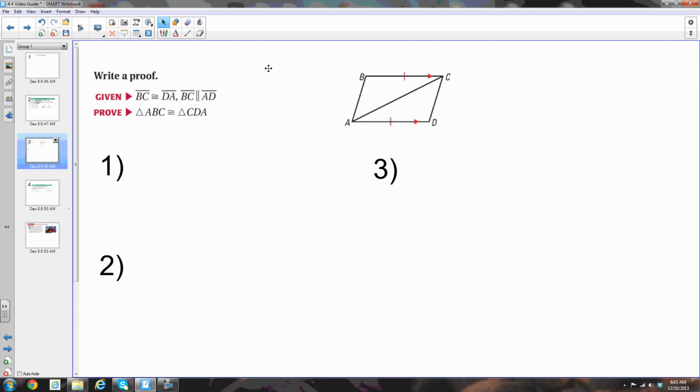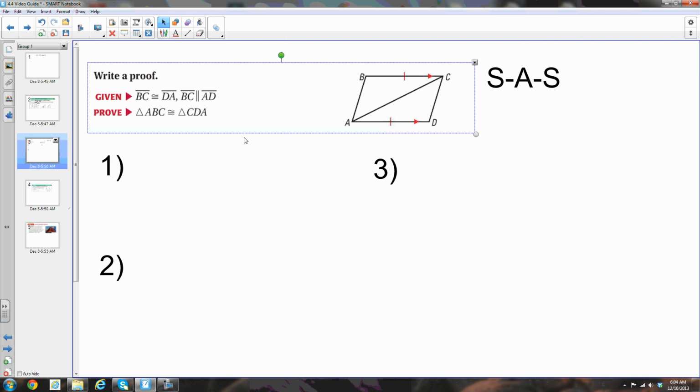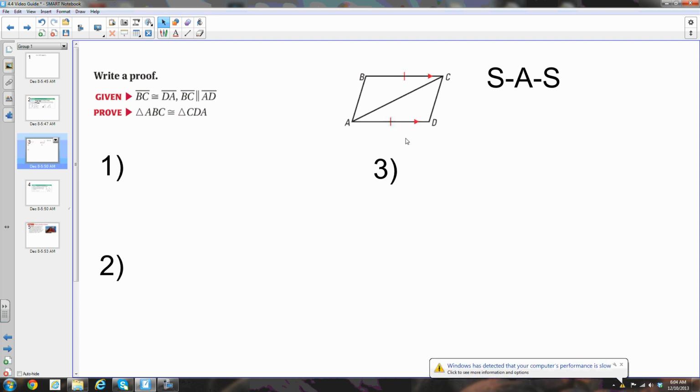So let's say that we wanted to do a proof that used side angle side. Remember, what that means is we're going to need to show that there is a side that's congruent, an angle that's congruent, and then another side. We're given some information on this one. We know that BC is congruent to AD. They've already marked this for us. And we know that BC is parallel to AD, remember that's what these arrows mean.